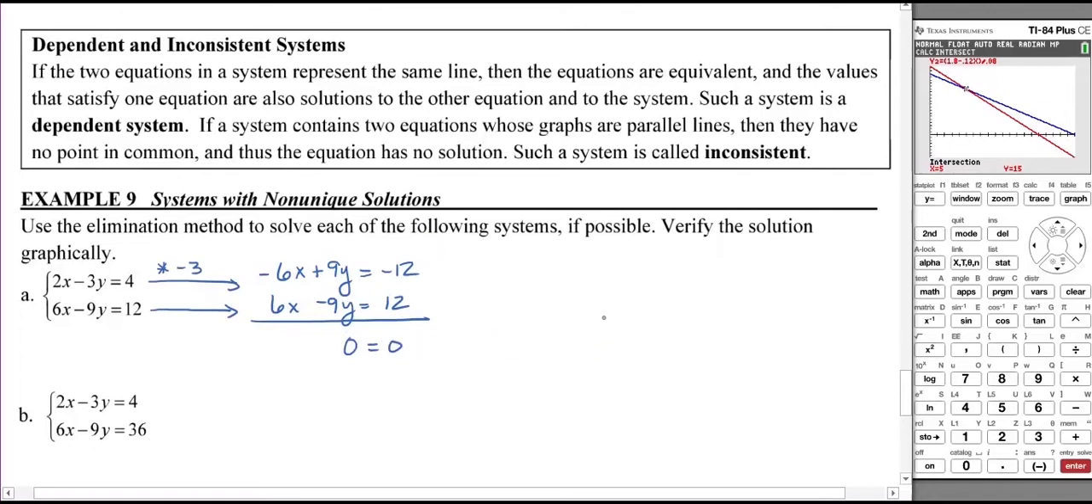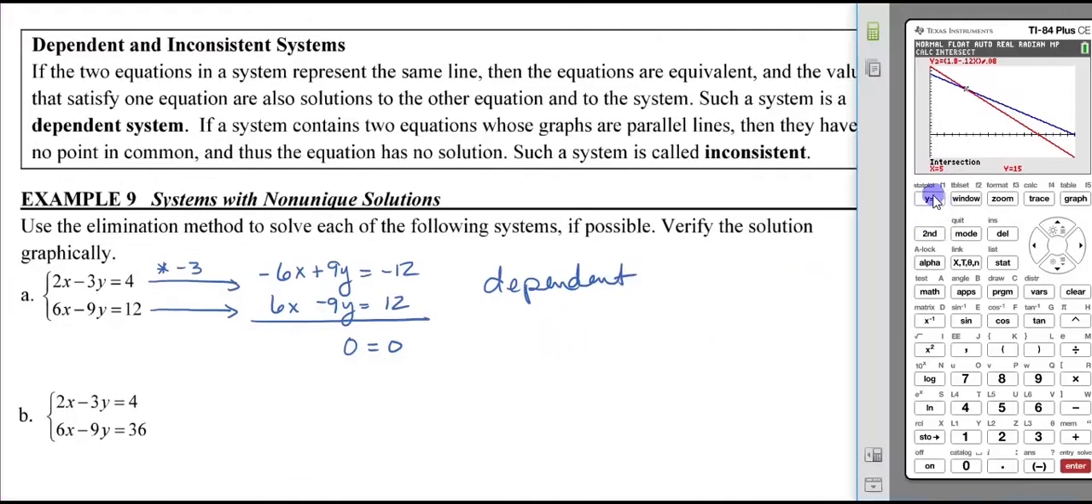This is a dependent system. You're going to have infinitely many solutions because this is the same equation, the second equation was just a version of the first equation where everyone was multiplied by 3. So we get infinitely many solutions, and we're going to say that that is a dependent system.